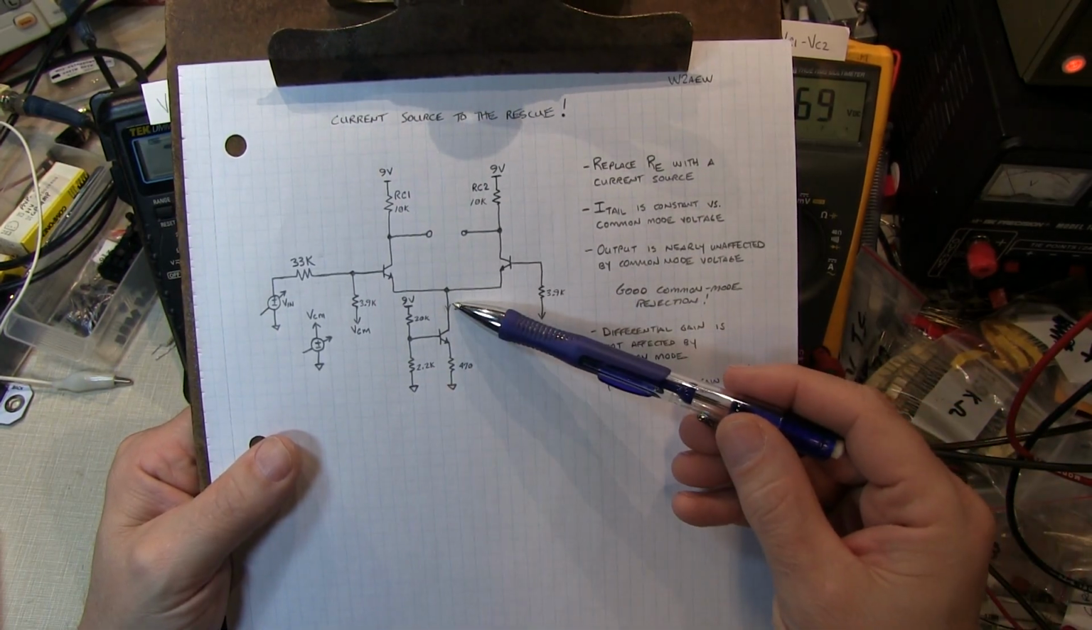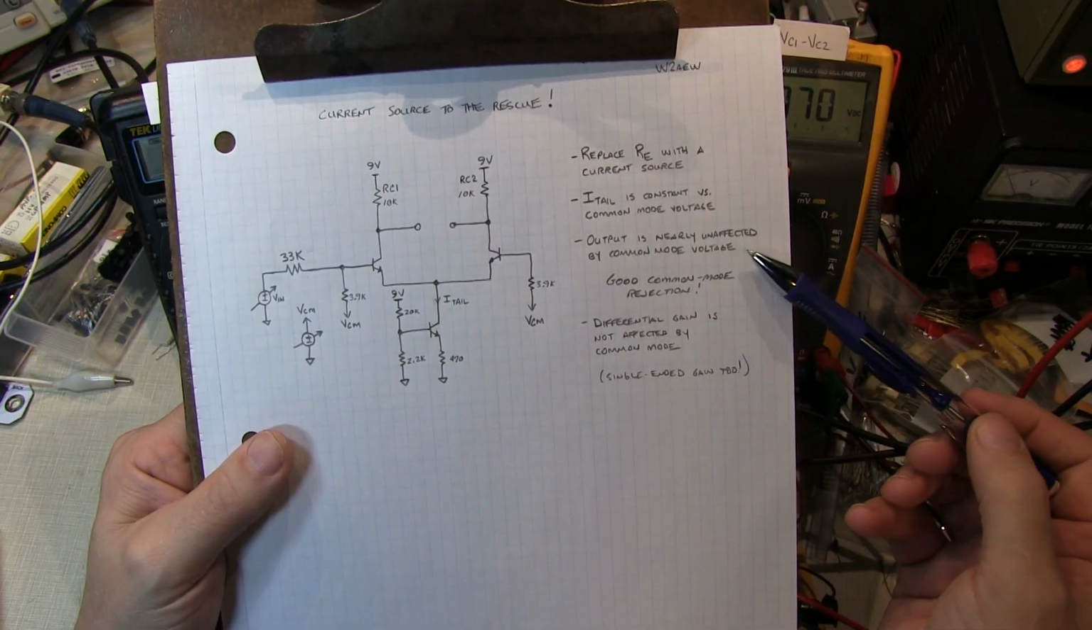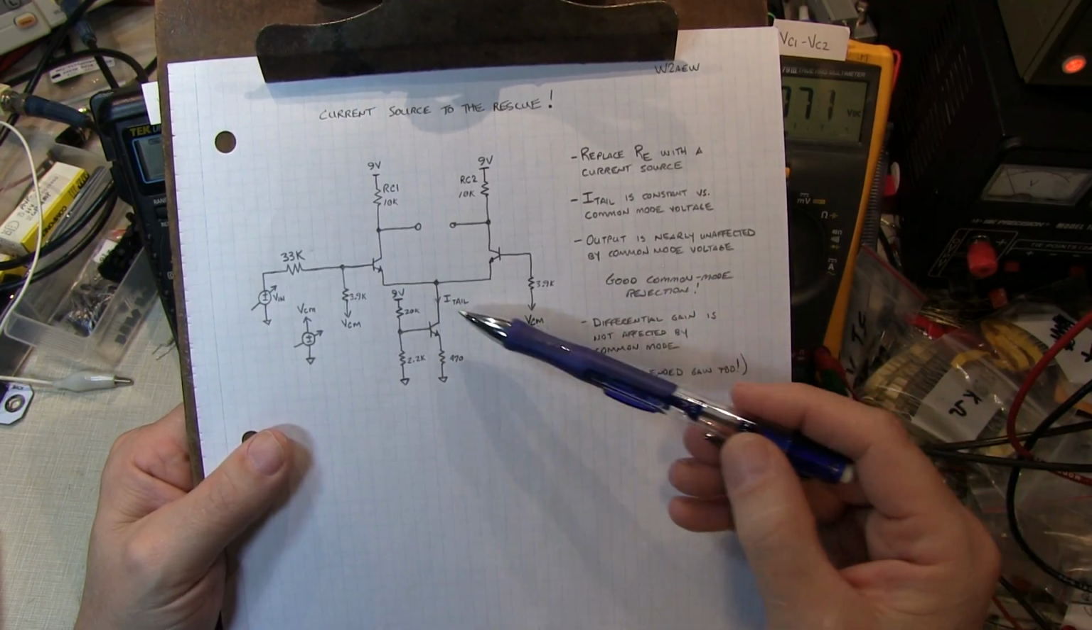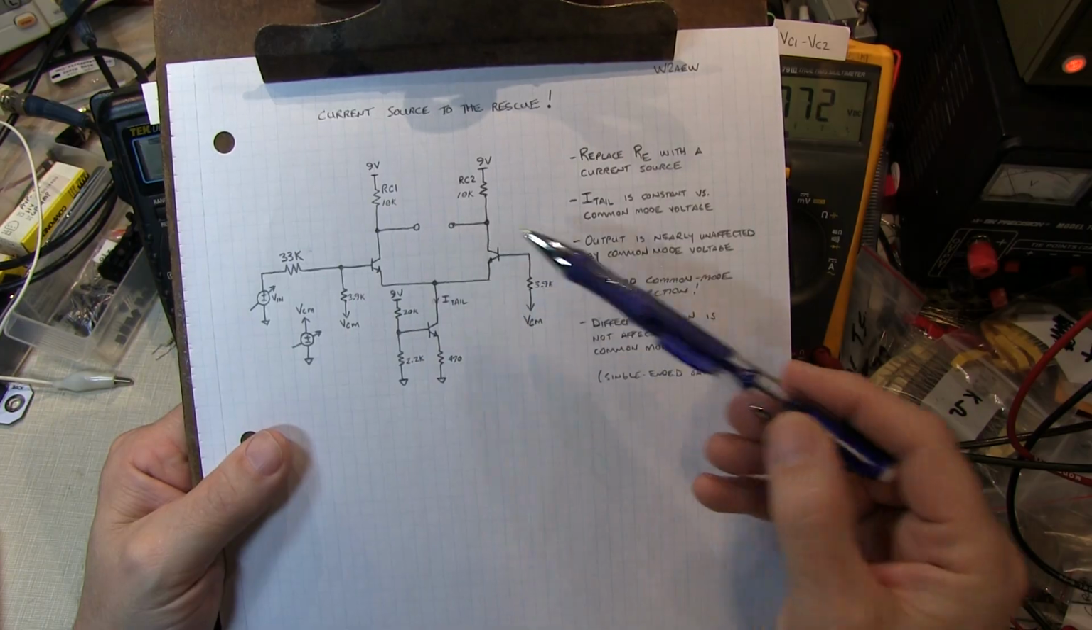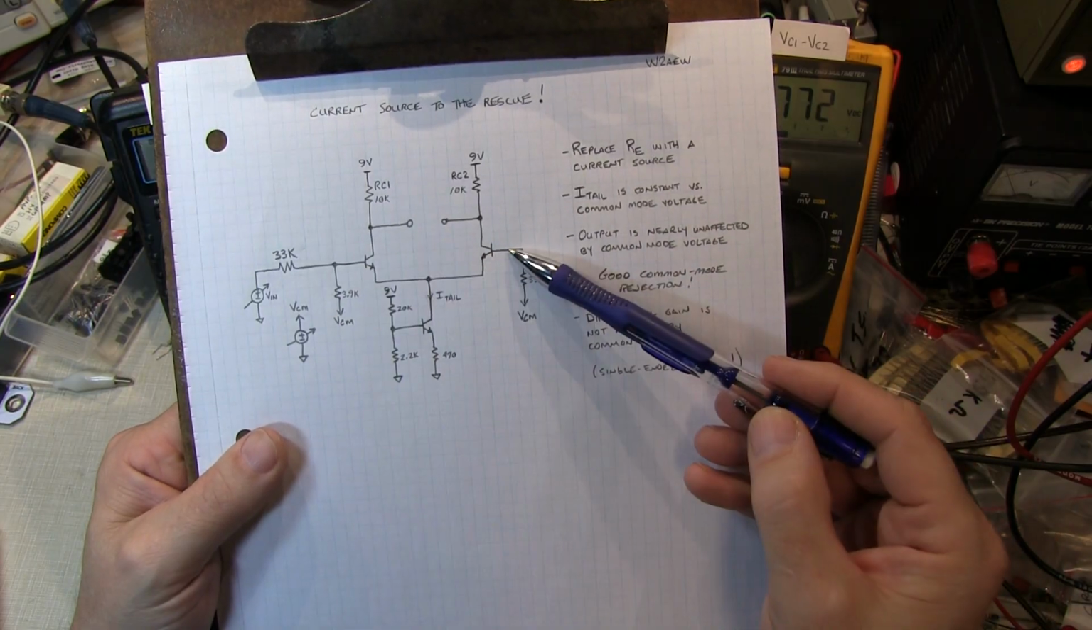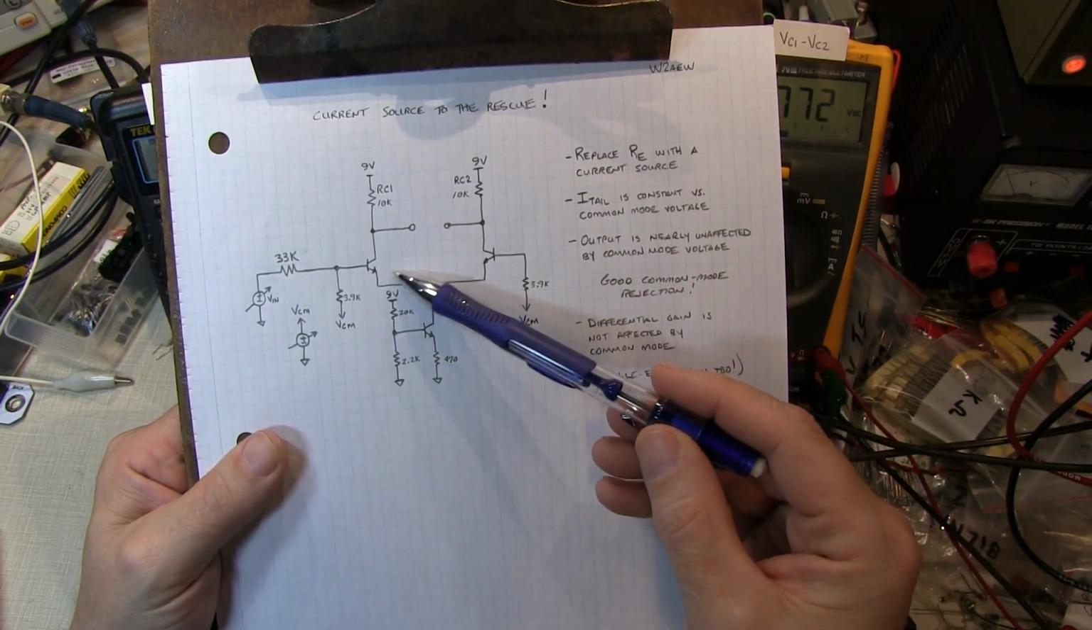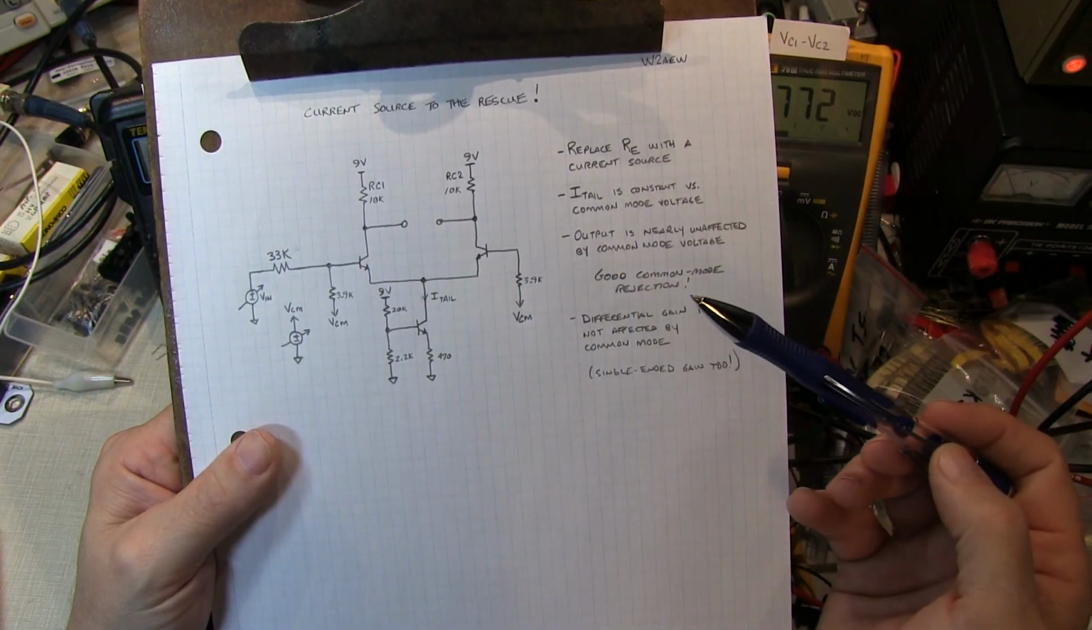So since the tail current is now essentially independent or not affected by the common mode, therefore the current through the transistors is not affected by the common mode voltage, and therefore the GM and the gain is not going to be affected by it.